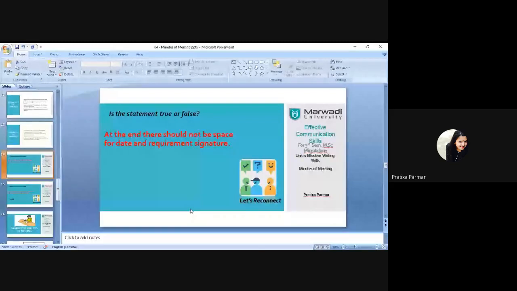Now, again, there is a statement: at the end, there should not be space for date and signature. What do you think? Is it true or false? Quickly answer this statement. You have only 5 seconds to answer this. True or false? False. Very good. False. Good. Fine.